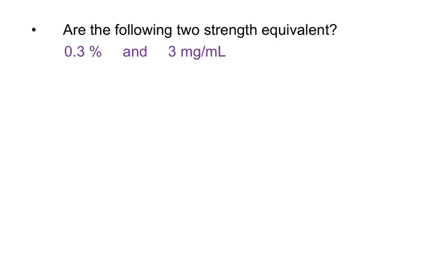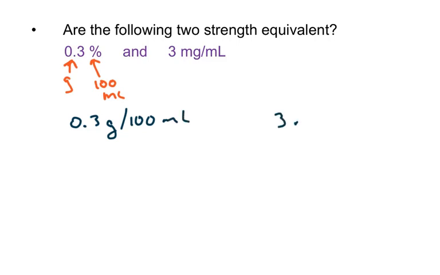So the first thing you want to do is figure out what 0.3% means. Now 0.3%, since it's the percent solution, the 0.3 means the number of grams, and the percent means 100 milliliters, because percent is always out of the 100. So to write it, you get 0.3 grams per 100 milliliters. And the second number we have is 3 milligrams per milliliter.